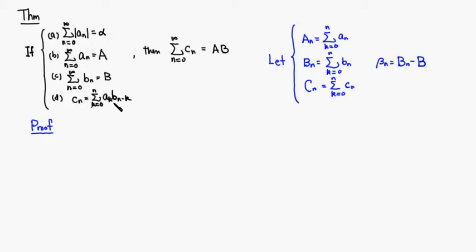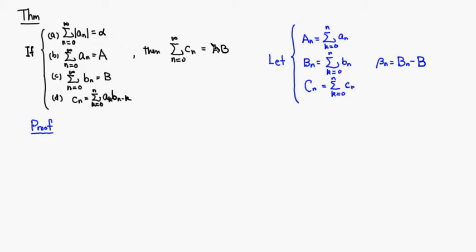Then C_n is as we defined for the Cauchy product. The Cauchy product converges to the product of A and B, right? Which is where it's supposed to go, all right? So let's try to prove that.